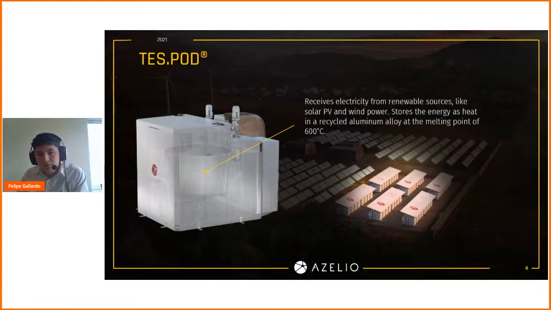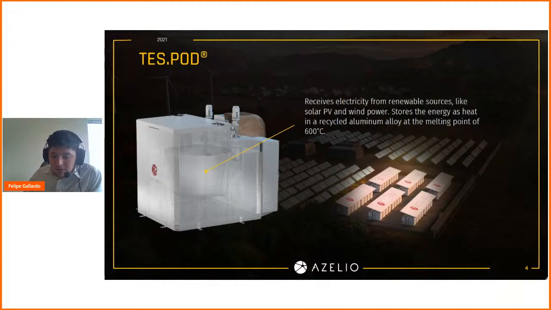So a little bit more about the technology. Our technology is a fully integrated system. You can think of it as a black box. However, it is composed by two main components. So the first one is the tank where we store the energy by melting this aluminium. The tank is completely isolated. The aluminium within the tank is completely isolated. And this is the breakthrough innovation of Asilio, I would say. It's this aluminium tank where we really store the energy.